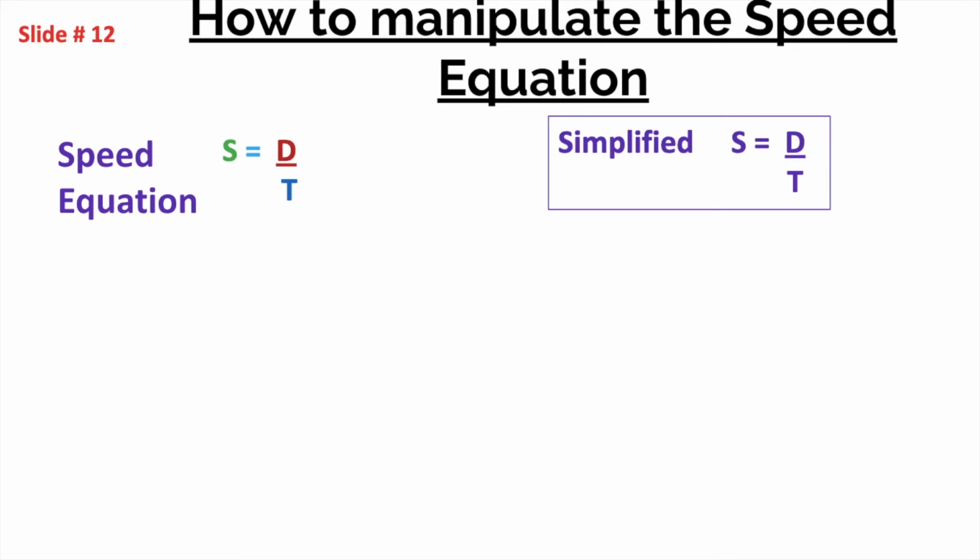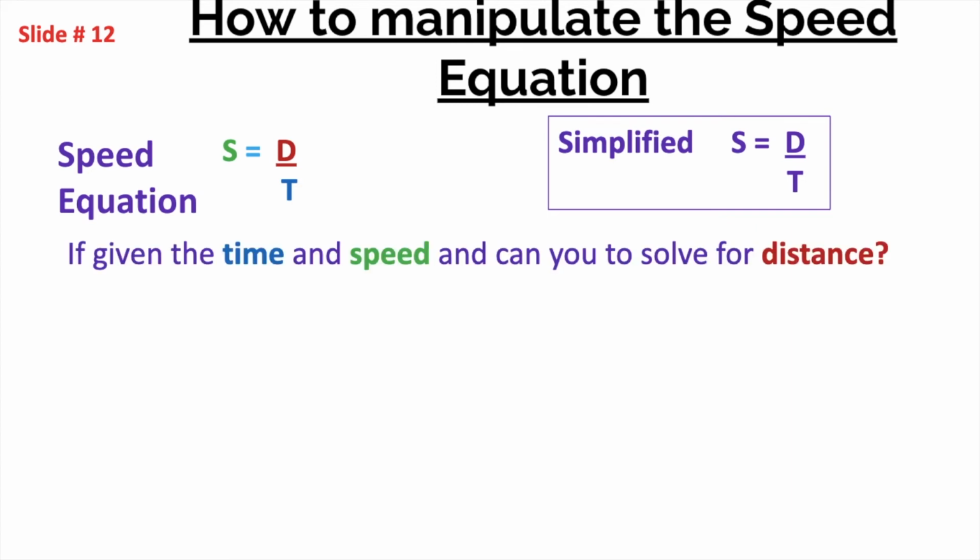So the normal speed equation tells us that speed is equivalent to distance divided by time. We really can simply write that as S equals D divided by T. So simplified, S equals D over T. Done. The first one is easy. Now let's say I was solving a word problem, and in the word problem they give me time and they give me speed, but I want to solve for distance. How can I simplify this equation so that distance is alone on the equal sign?